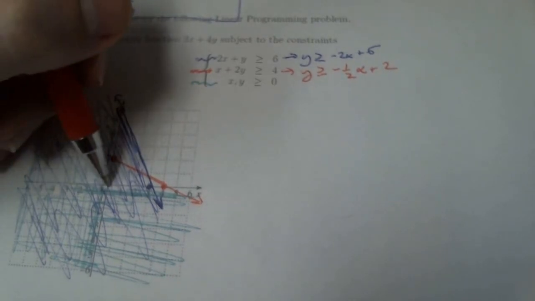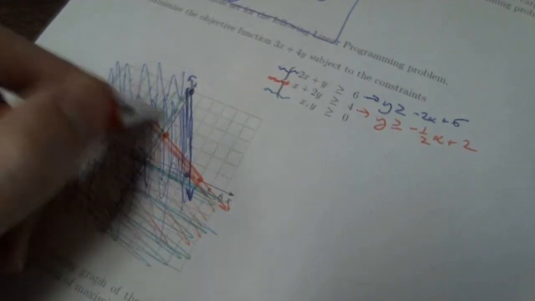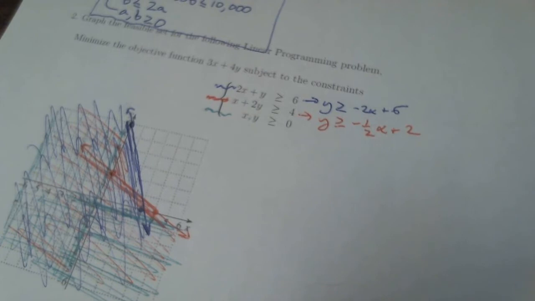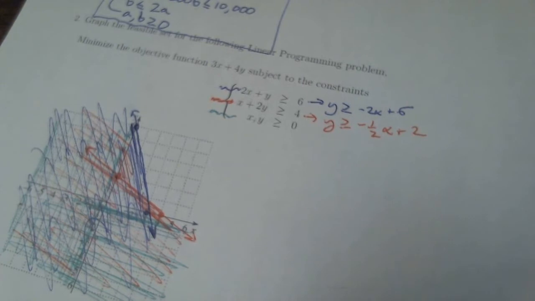All right. And we do a similar thing for the red line here. Again, if I plug in 0 for x and 0 for y, 0 is not greater than or equal to 4. So since it didn't work for that point, that means nothing below the red line is going to work there. So this is my feasible set. I need to get a different color here.